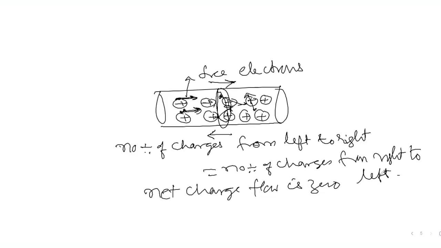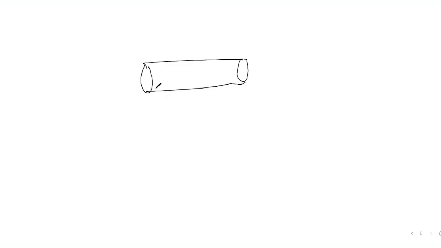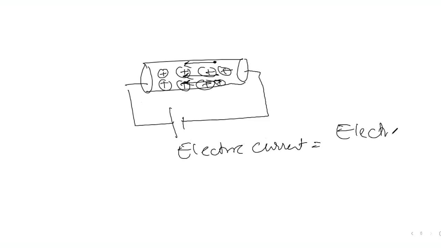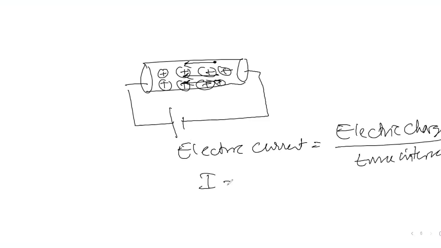Now, how does it occur? When this conductor is connected in an electric circuit, all these electrons will move in one direction. This is the ordered motion of charge. This is called electric current. The amount of charge crossing any cross section of a conductor in 1 second is called electric current. Electric current is nothing but electric charge in unit time, I equals Q by T. This is the definition of electric current.